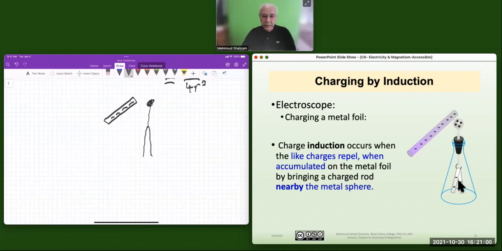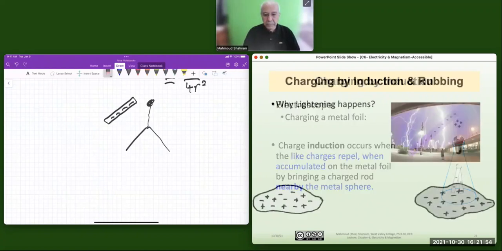Now, the negative charges, obviously, repel each other, right? And they accumulate on this foil, and then you can actually see that this foil will start to separate, and that's an indication that there is a charge accumulation there. So this is called charge by induction.